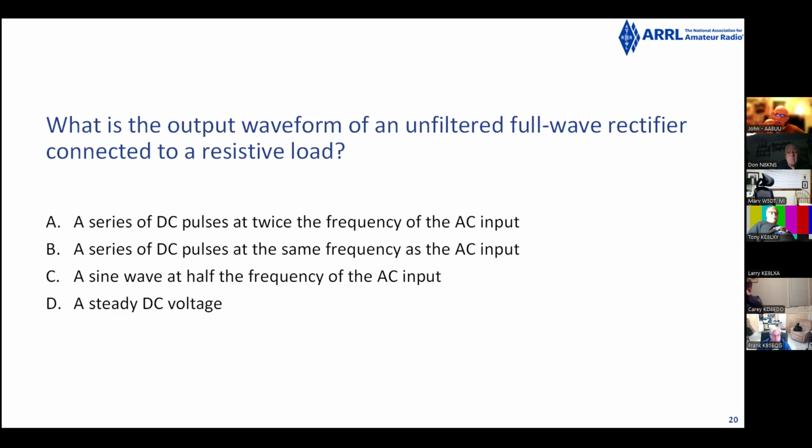So it's about the frequency here. Boy, wish I could back up and show you the picture. It's A. Yeah, it's twice, A, because you take each the positive and the negative part of the sine wave, and you make them all positive. You end up with 2 pulses. So it's twice the frequency.